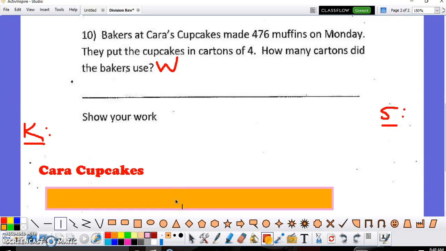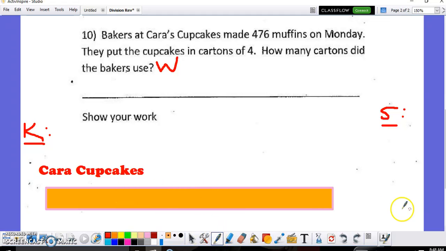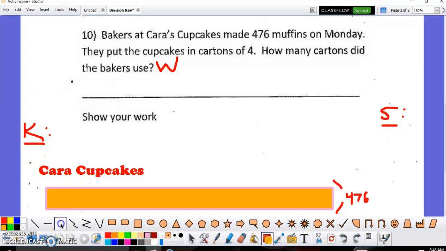I have a baker. Her name is Kara. If I look at Kara's cupcakes, I have a total amount of 476 muffins that are being divided equally by a certain amount. And in this problem, what you also know is that amount. They tell you that she will put the cupcakes, or in this case the muffins, in cartons of 4. So I need to take the total bar and separate it into 1, 2, 3, 4 pieces.